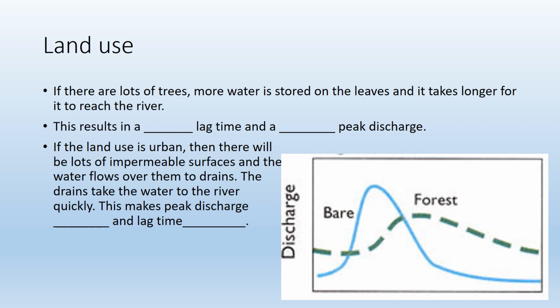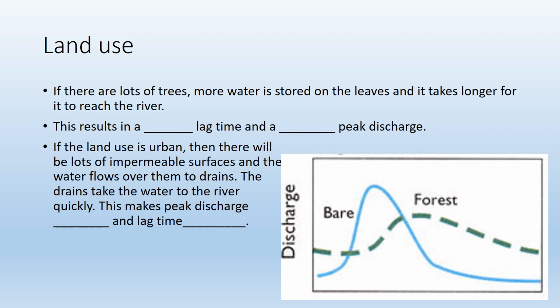If there are lots of trees, for example, and planting trees is one of the key things we can do to prevent flooding, then more water is going to be stored on the leaves and in the tree, and it will take much longer to reach the river. As the water falls, it gets trapped on the leaves, sits there for a while, and then drips off slowly. So it takes much longer for the water to get to the river. This extends the lag time, as we can see with the green dashed line: the lag time is longer, and the peak discharge is much lower. So where you've got lots of trees, you're less likely to get flooding.